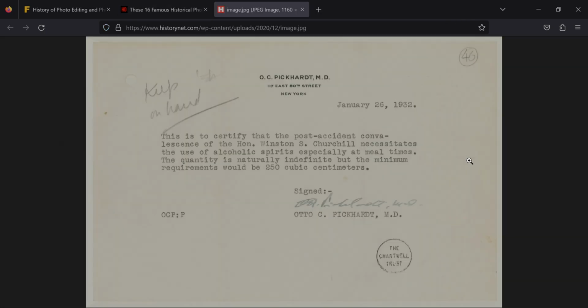Believe it or not, Winston Churchill actually had his doctor sign this note so that he was allowed to drink on his visit to Prohibition America. So if you don't know, America at one point banned alcohol, but Mr. Churchill did not have that same rule applied to him. As you can see, Winston Churchill was a notorious alcoholic and was for many, many years. The doctor prescribes or necessitates that the Honourable Winston Churchill has alcohol spirits, especially at meal times, because of an accident that he had. And the quantity is naturally indefinite, but the minimum requirements would be 250 cubic centimetres of alcoholic spirits.